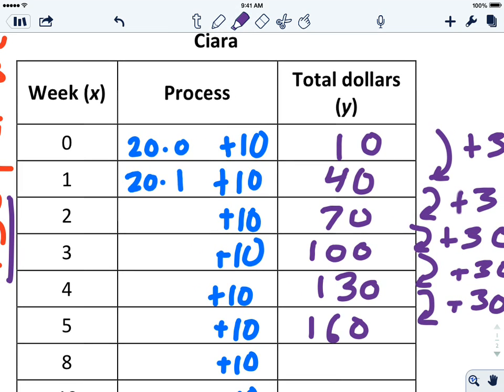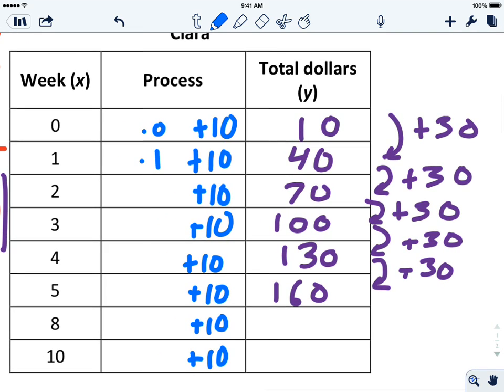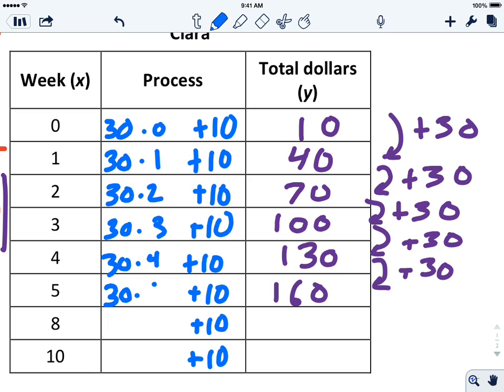Oh, wait. I know the mistake I'm making. The rate here wasn't 20, it's actually 30. So let's try 30 times 0 plus 10 is 10. 30 times 1 is 30, plus 10 is 40. 30 times 2 plus 10 is 70. So it sure looks like I'm onto something. 90 plus 10 is 100. 30 times 4 is 120, plus 10 is 130. 30 times 5 plus 10 is 160.